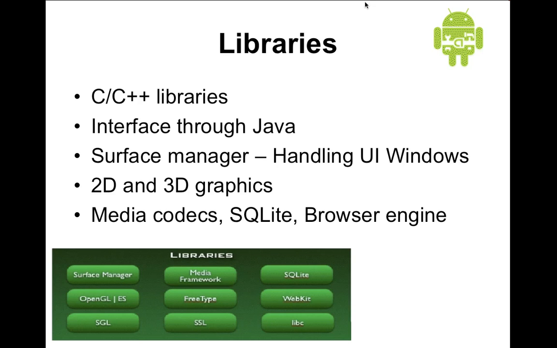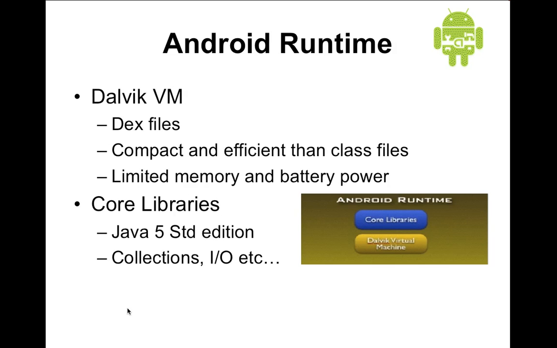We have the Surface Manager handling the UI windows, the 2D to 3D graphics. This is where the OpenGL would come into place in terms of those libraries. And you have OpenGL libraries installed on the phone by default. In fact, the entire platform uses OpenGL in terms of its graphic support for 2D or for 3D. Media codecs, SQLite, browser engine, all sorts of different features that would be supported from that particular level.